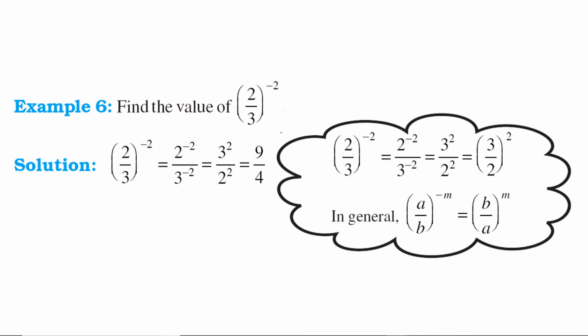We have to find this value, 2 by 3 to the power minus 2. So you can take this in the numerator and this in the denominator separately, 2 to the power minus 2, 3 to the power minus 2. You can take this in the numerator, this to denominator, just change the negative power to positive power. 3 square is 9, 2 square is 4.